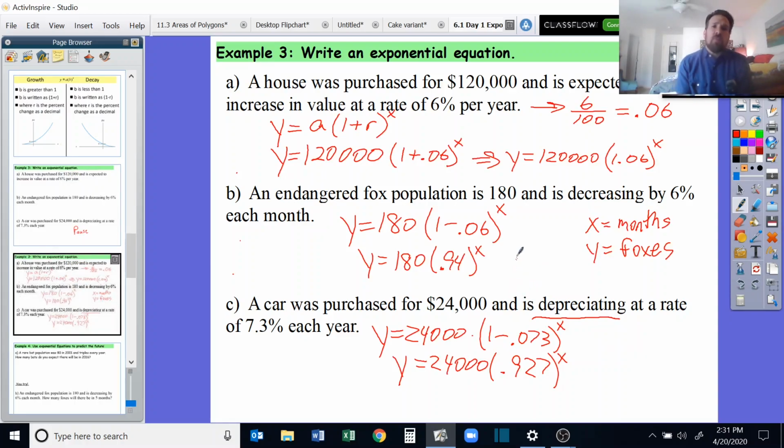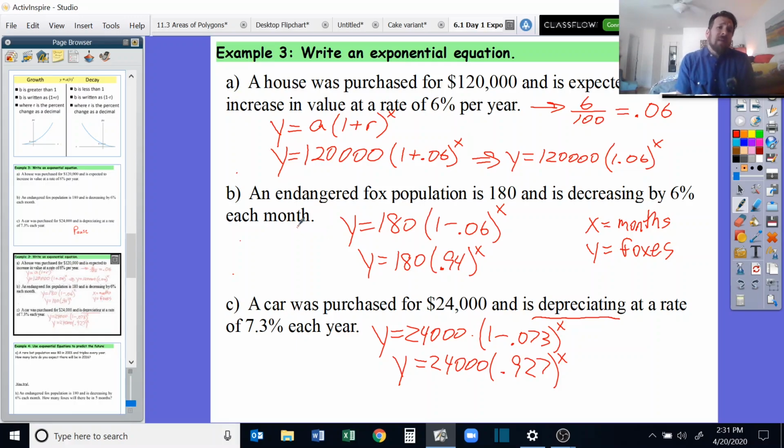So a house was purchased for $120,000 and is expected to increase in value at a rate of 6% per year. The first thing that you've got to recognize is that 6% is not 0.6, it is 0.06. So when we write that into the equation, we're going to have to use 0.06 because it is increasing. It is 1 plus that rate. Our starting value is that A, and so I've got 120,000 times 1 plus 0.06 to the x power.